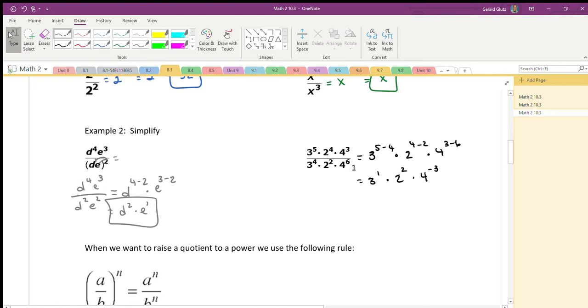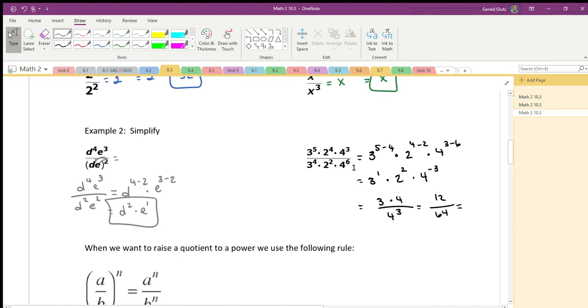So we do not want to leave an answer with a negative exponent. So I got to get rid of this negative 3. So 3 to the 1 is 3. 2 squared is 4. And then on the bottom, I'll have 4 to the positive 3. 3 times 4 is 12. 4 to the 3rd is 64. The main thing I want you to know is that we need to move this to the bottom.